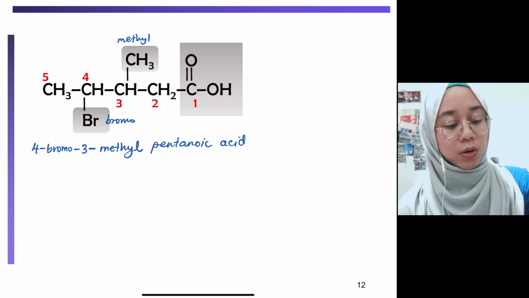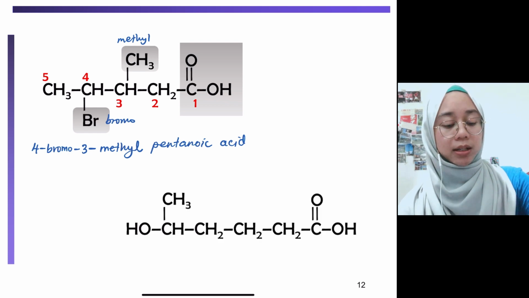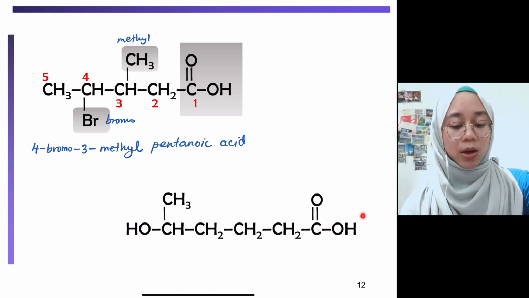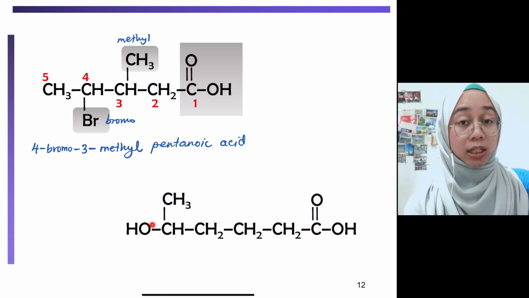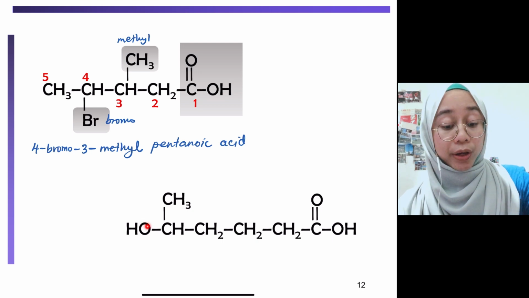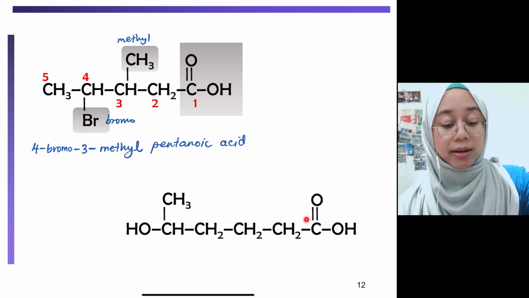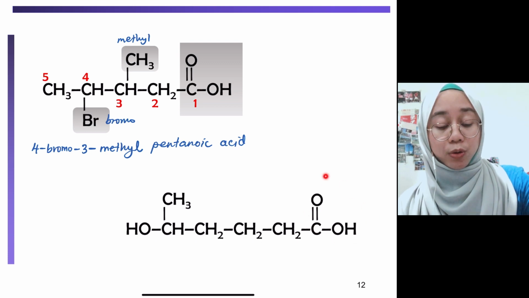Okay, so next kita pergi kepada this particular structure. So again, ada dua functional group kat sini kelas. Kita ada COOH and then kita ada OH. Tapi the higher priority is COOH. Okay, therefore your parent chain mesti include bahagian COOH ni.